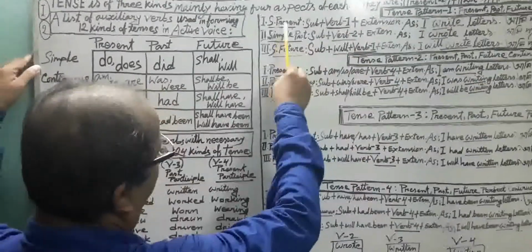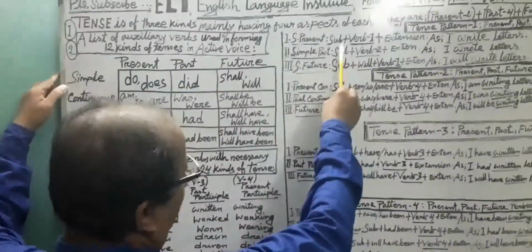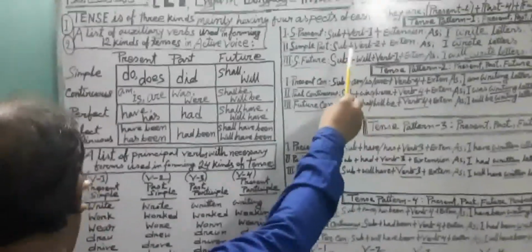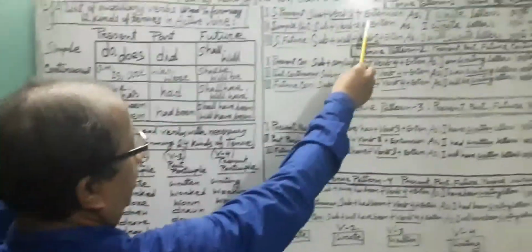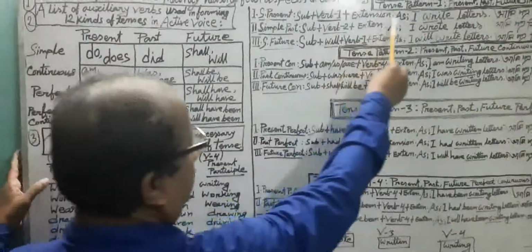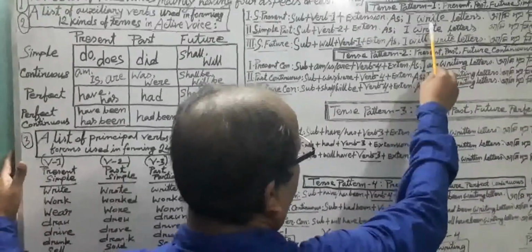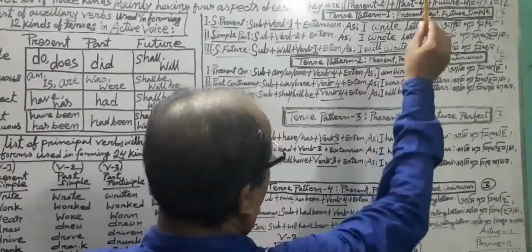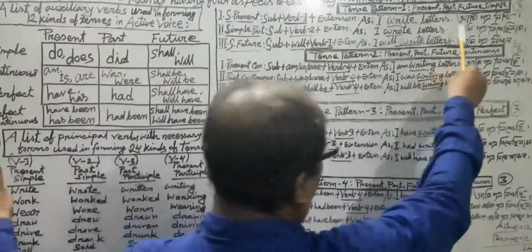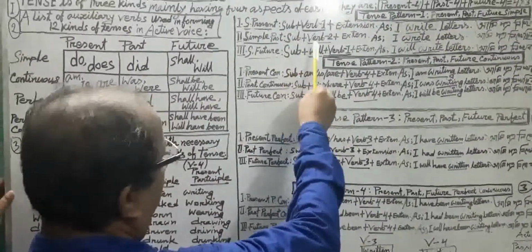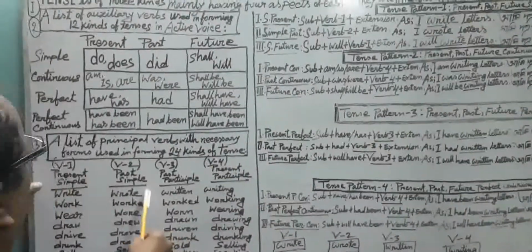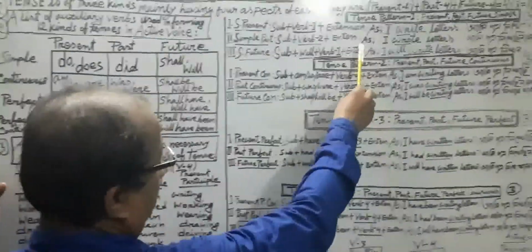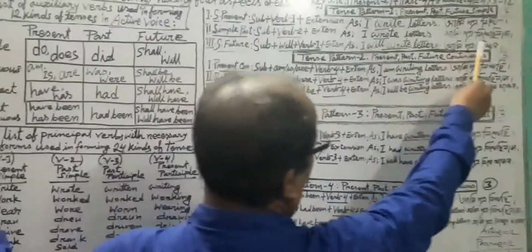Here you see, present simple tense: subject plus verb 1. Verb 1 means present simple. Then extension. Here, I is the subject, write is the verb in present simple, letters is the extension. So, I write letters. আমি পত্র লিখি. In the same way for past simple tense: subject plus verb 2, means past simple, plus extension, as in I wrote letters. আমি পত্র লিখেছিলাম.